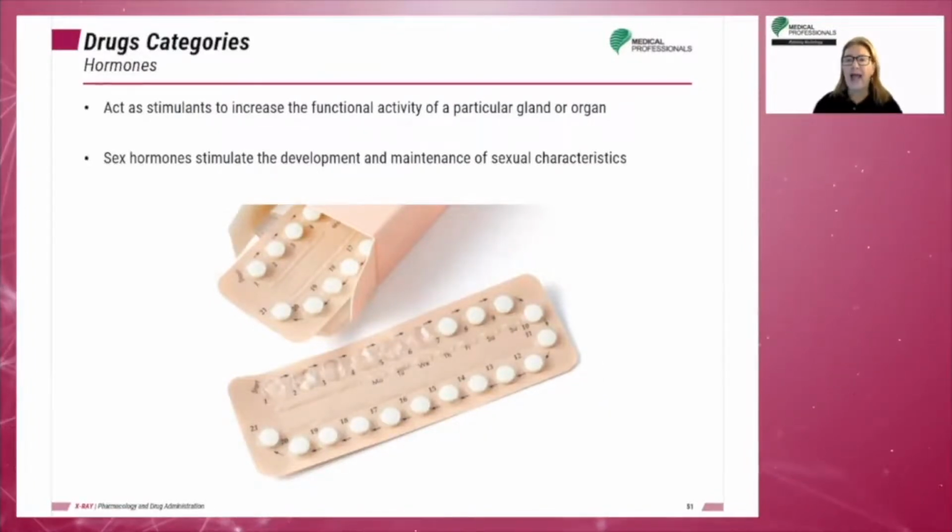Hormones are drugs that act as stimulants in order to increase the functional activity of a particular gland or organ. For example, sex hormones stimulate the development and maintenance of sexual characteristics. Examples are insulin or Premarin or estrogen, the female sex hormone. Estrogen is sometimes used in male patients to treat neoplastic disorders involving the male sex organs, and the reverse is also true.